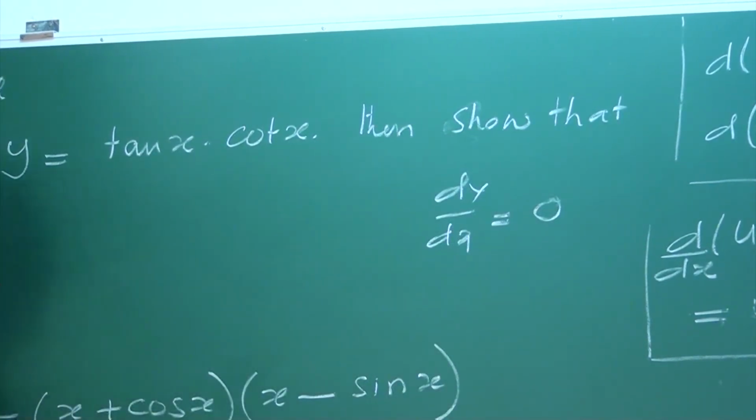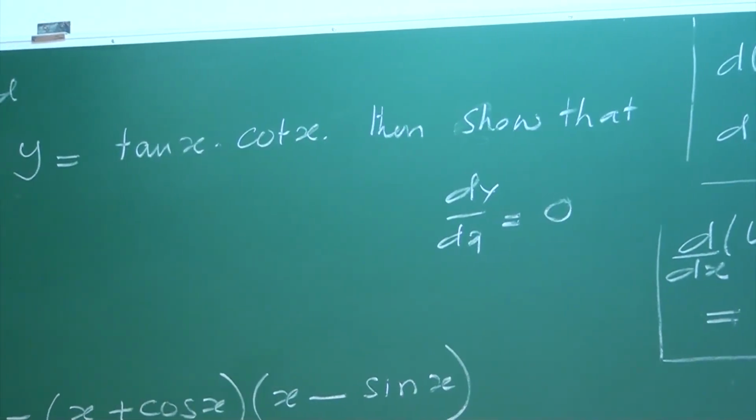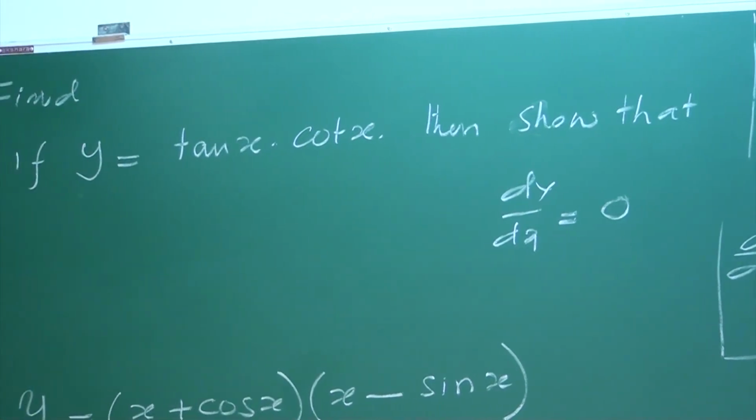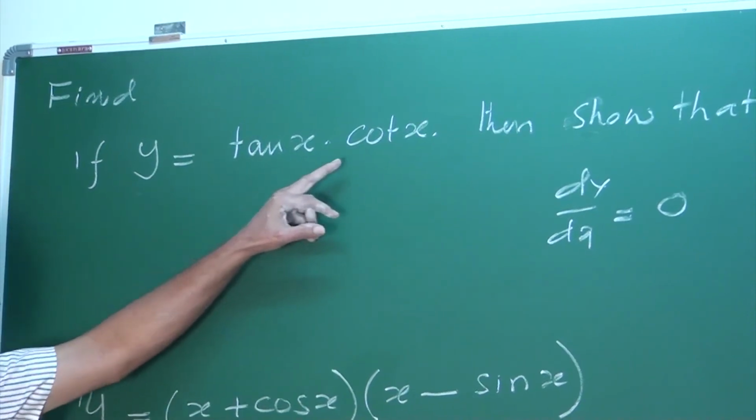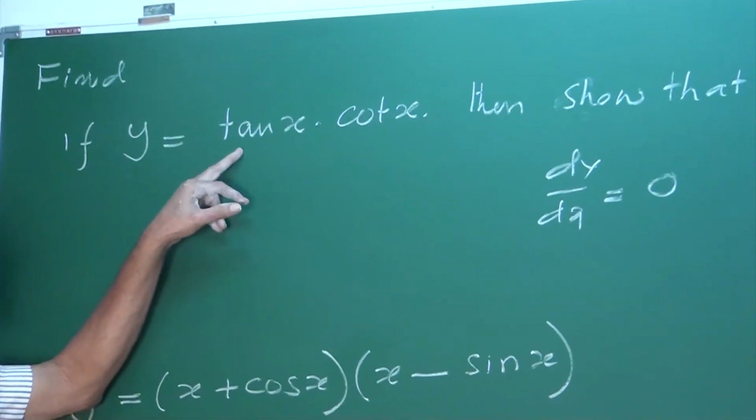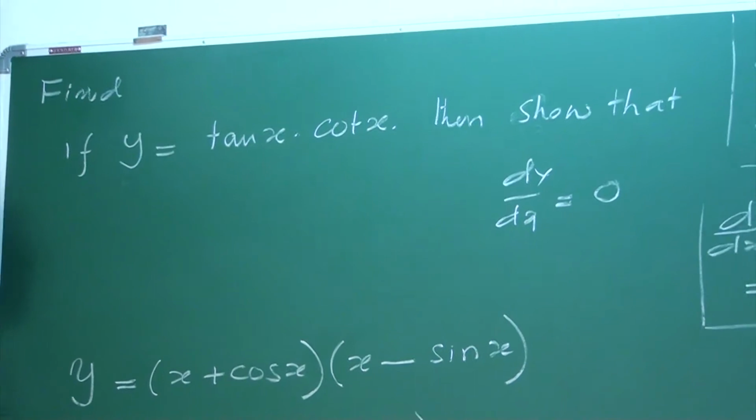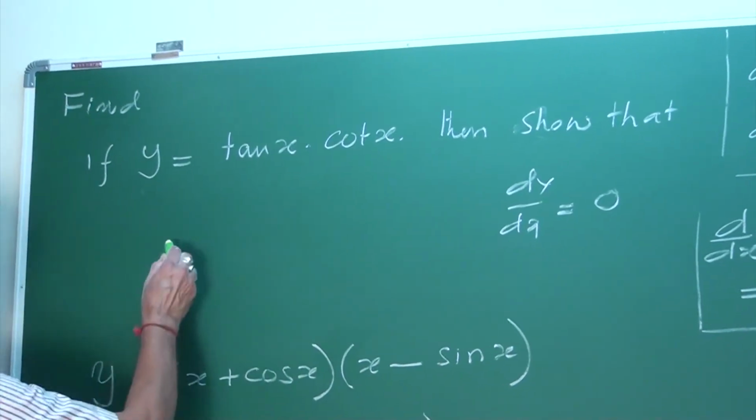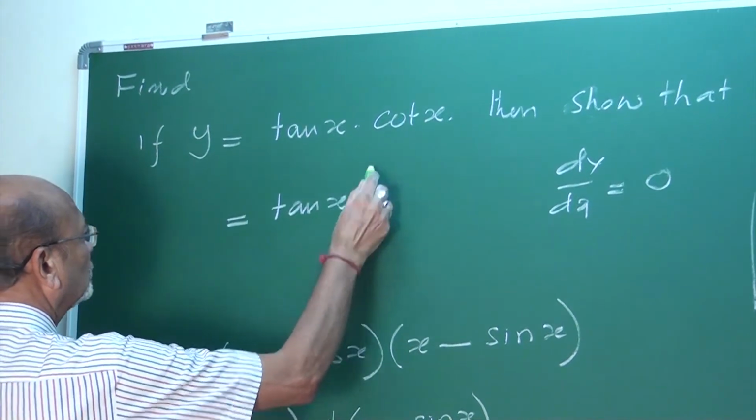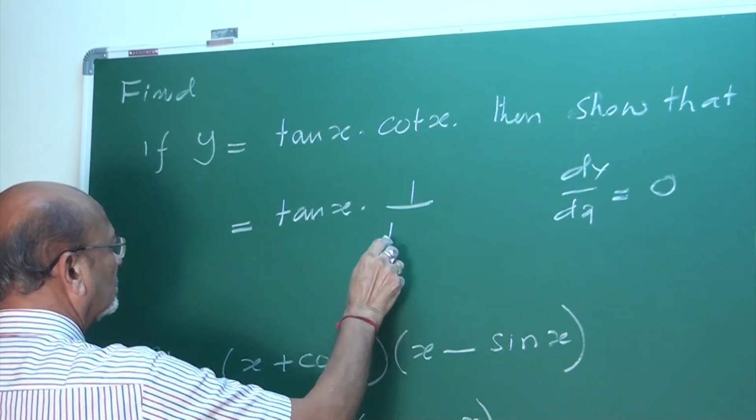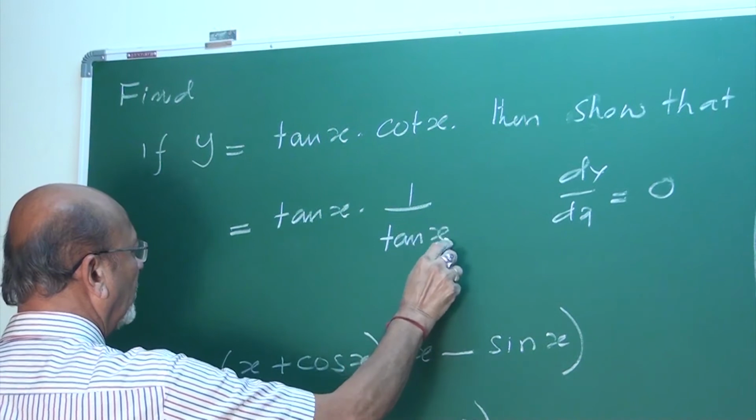Show that dy by dx equal to 0. So it is a 1 mark question. See, my friend, if you go with your product formula, tan x into derivative of cot x plus cot x into derivative of tan x, it goes lengthy. But you know the fact, trigonometric ratios, my friends. What is this? Tan x into cot x. Cot is 1 by tan.